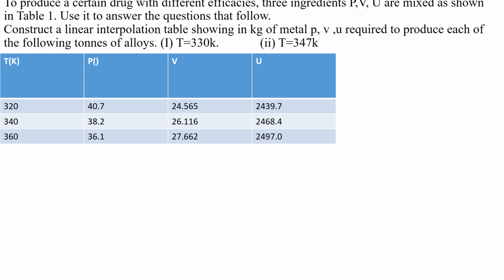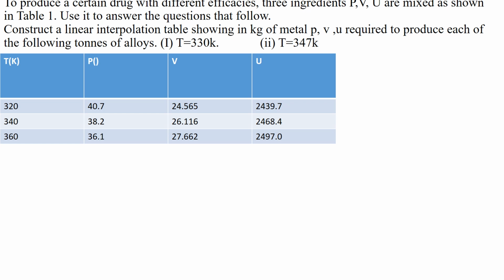Hello everyone, in this session we are going to discuss how we can construct a linear interpolation. With me here I have an example that reads: to produce a certain drug with different efficiencies, three ingredients P, U and V are mixed as shown in Table 1. Use it to answer the questions that follow.